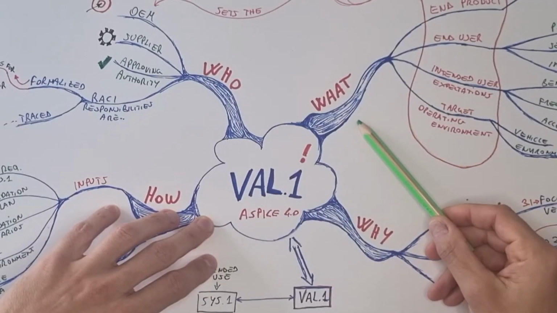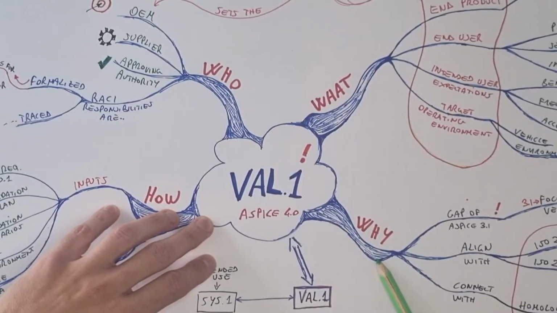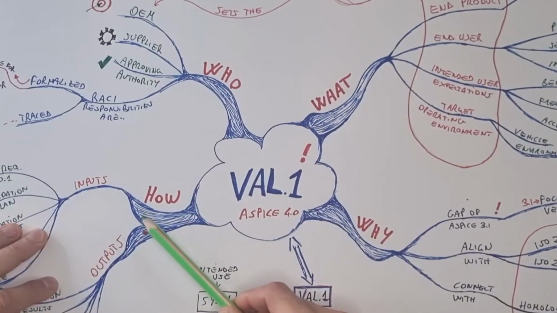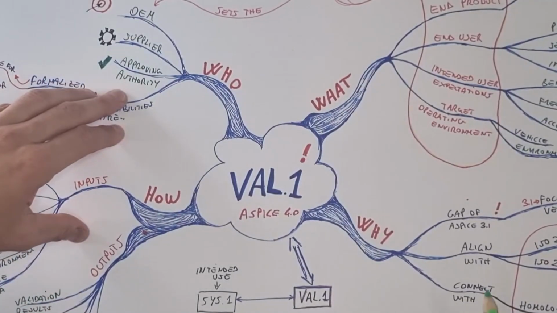should be applied. We will cover what Validation 1 means in practice, why it was added in Automotive SPICE 4.0, the essential inputs, outputs and work products of the process, and finally, who is responsible for what. I am confident this video can give you a clear overview of Validation 1.